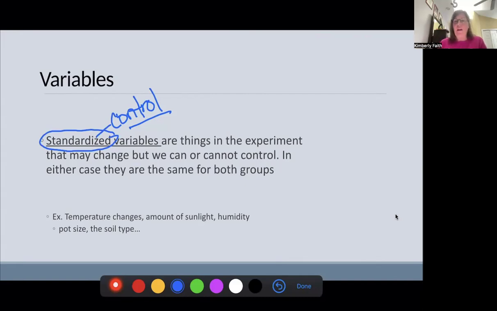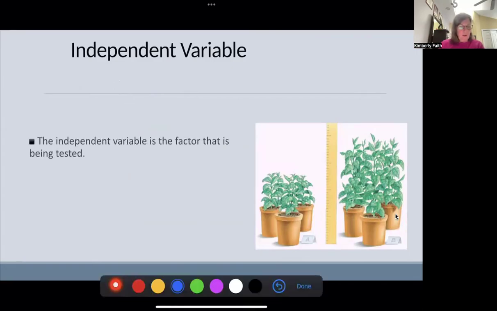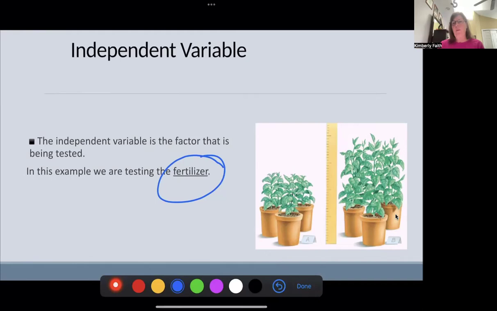I put the same amount of soil, the same type of soil. I watered them with the same amount of water because if I put more water in one group, I wouldn't know if it was the Miracle-Gro or that they got more water. I want to make sure that they're both getting the same amount of sunlight. So all of these things, everything else in your experiment needs to be the same. There's only one thing you're going to change, and that is the thing you're testing, called the independent variable. Okay, right here. So in this case, our independent variable is the fertilizer.